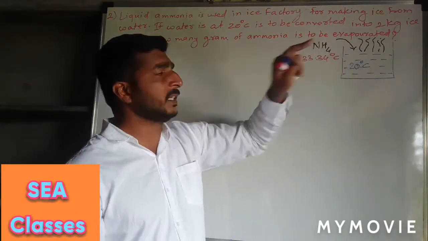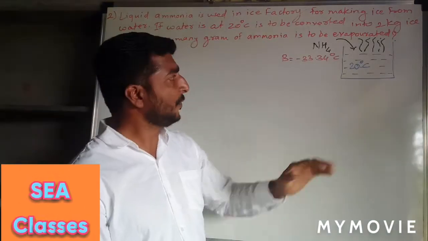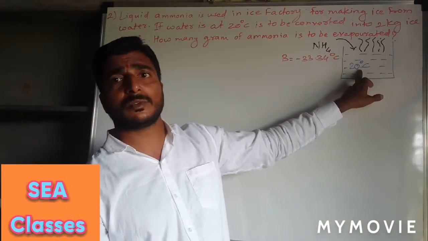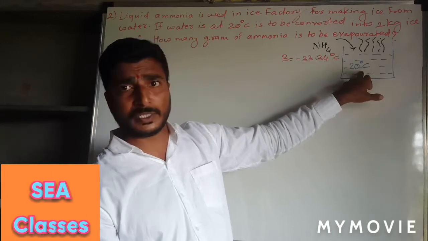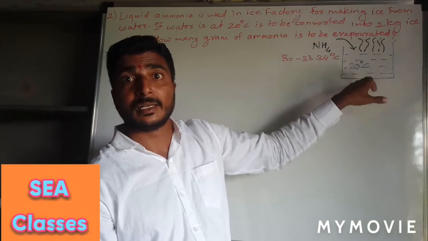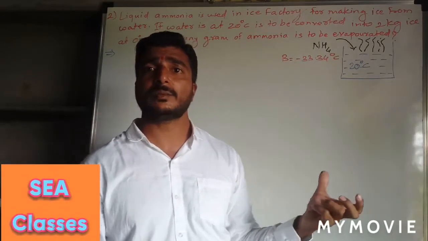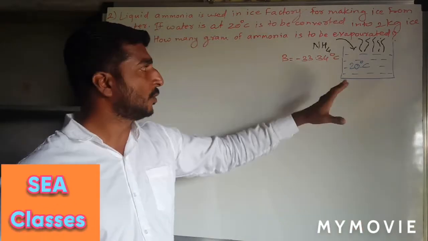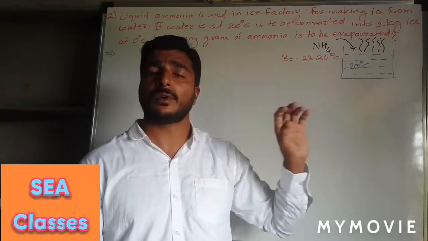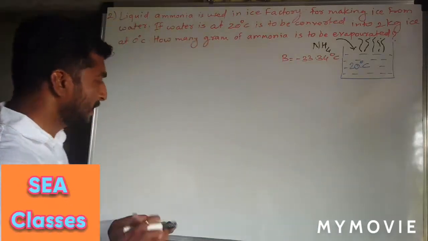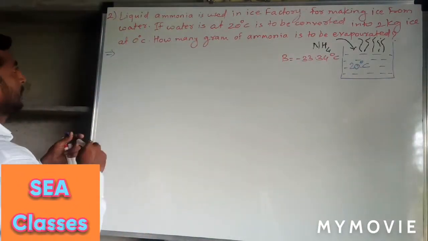Now what will happen to the water? If you see, the water is at 20 degrees Celsius, and when this cold ammonia is put into it, then definitely there will be a decrease in the temperature of the water. So the change of temperature will continue in the water, and this water will get converted into the form of ice. Now we'll see step by step how to solve this example.